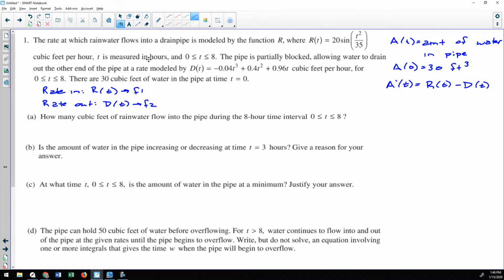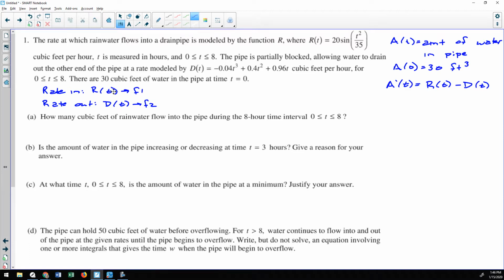We'll see. So we have a drain pipe that is collecting rainwater on one end, and the other end is partially blocked, yet water is draining out. And they gave me the rate that water is going in and the rate that water is flowing out as separate functions. They're both fairly ugly, and I'll go ahead and make note on these rate in, rate out problems.